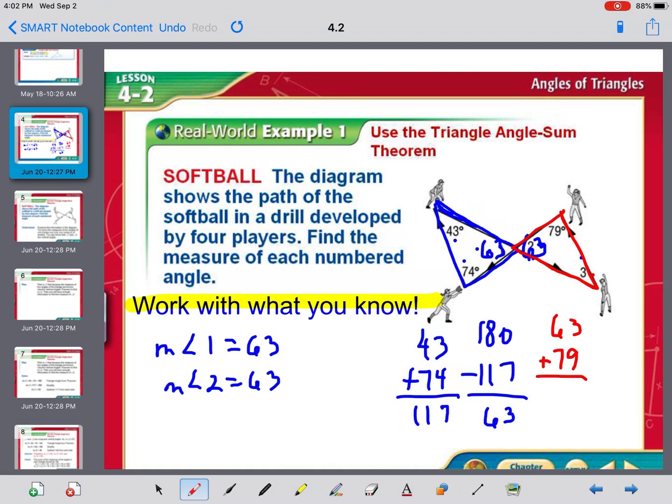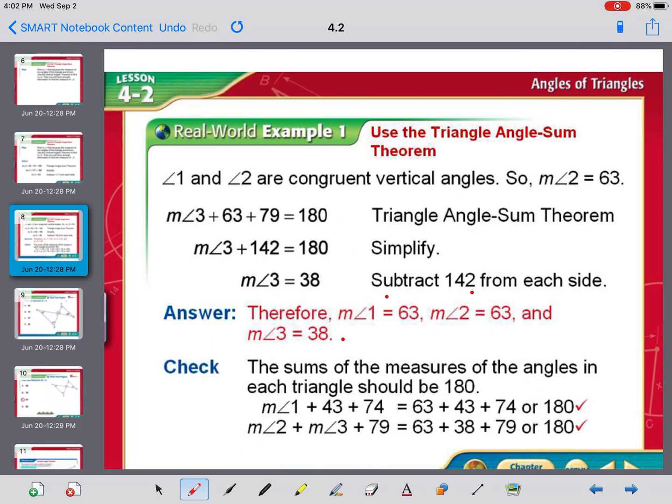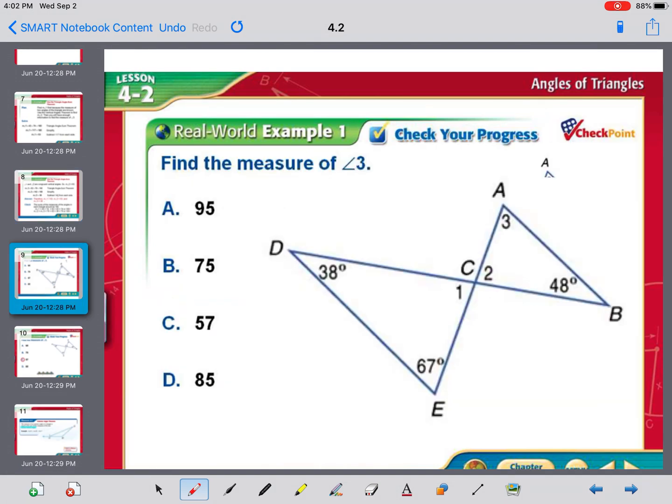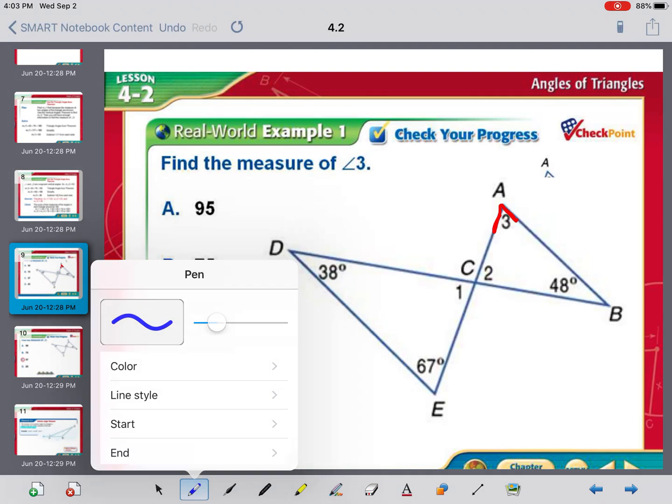Finally, we're left to try to find out the measure of angle 3. Let's look at this triangle and realize that we know a 63 degree angle, a 79 degree angle, and an unknown angle known as angle 3. So put those together, add, and get 142. So how much is left for angle 3? Well, you got 180 in all. Subtract the 142, you get 38, I believe. So the measure of angle 3 is 38 degrees. I should put degrees on all those, I guess. And we got it.